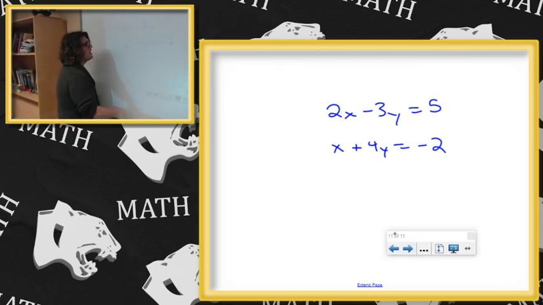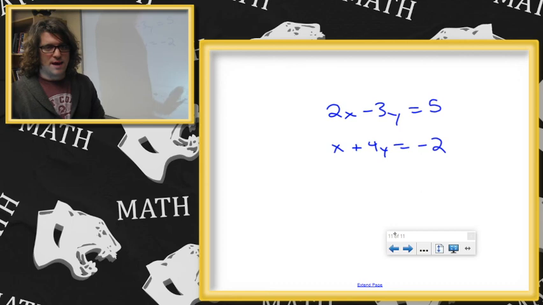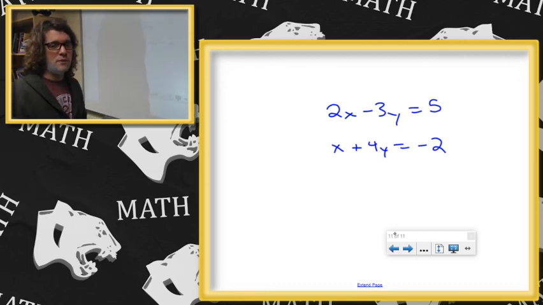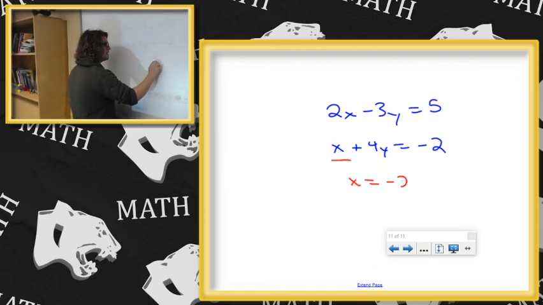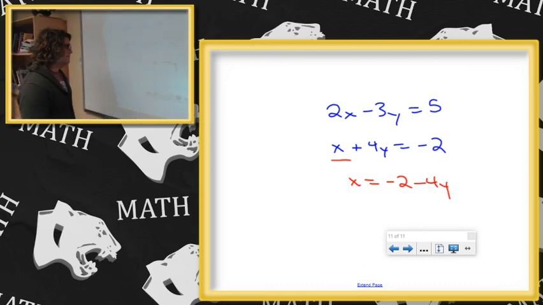So when I start one of these problems, what I typically do is, if there is just an x or just a y, I solve for that because it's the simplest to replace, in my opinion. But we could do whatever we feel like. I am going to choose to solve this for x. So that would be x is equal to -2, and we'll move the 4y over to the right-hand side, so it becomes -4y.